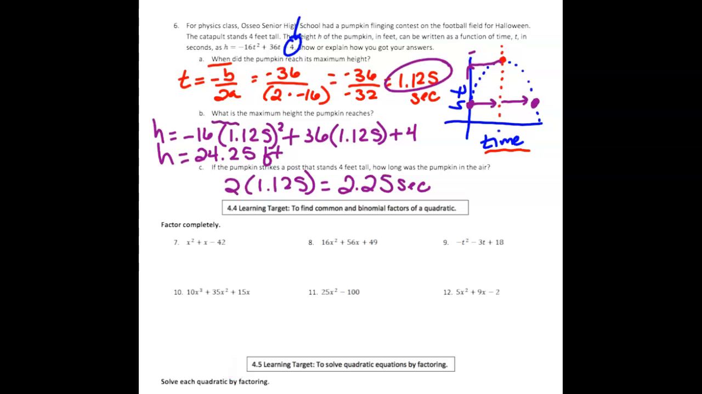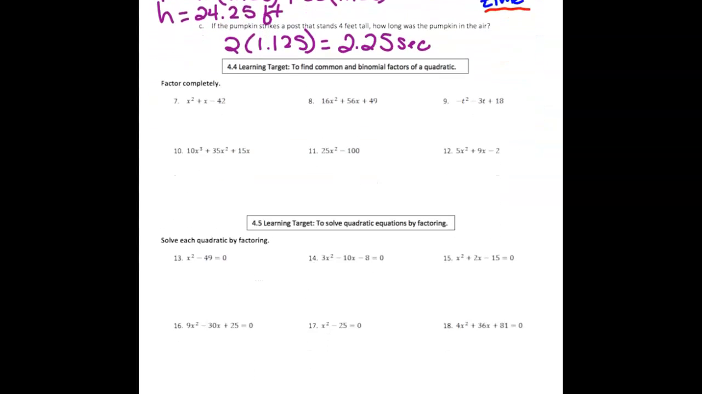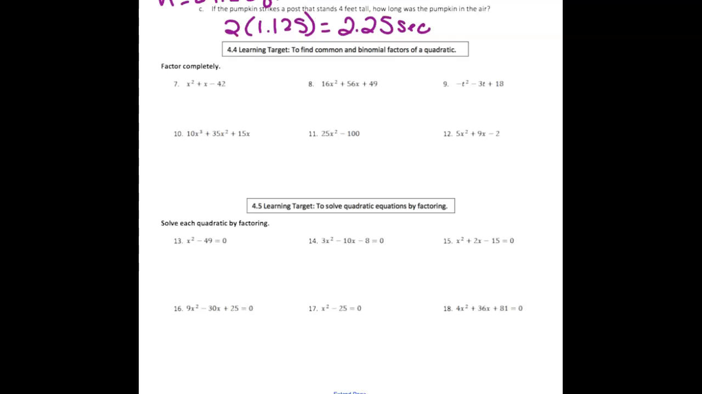All right, moving on to section 4.4. This is where we looked at factoring trinomials, or some of our special patterns. Our first one says x squared plus x minus 42. We are factoring the x squared into x times x. We need two numbers that multiply to be -42 and add up to 1.